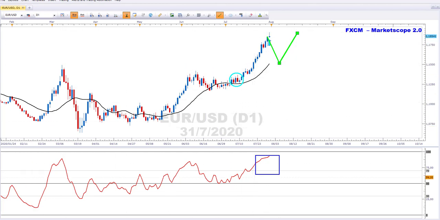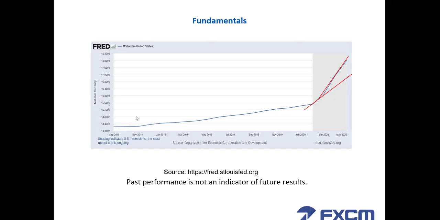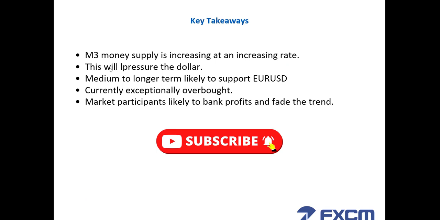Let's just end off with a few key takeaways. We want to just say that the M3 money supply is increasing at an increasing rate. This will pressure the dollar. Okay, there's a little spelling mistake there, but this is going to put pressure on the dollar. So medium to longer term, the fact that the M3 money supply is increasing so radically, it's likely to support the Euro-US dollar. But currently, the Euro-US dollar is exceptionally overbought, and market participants are likely to bank profits and fade the trend.